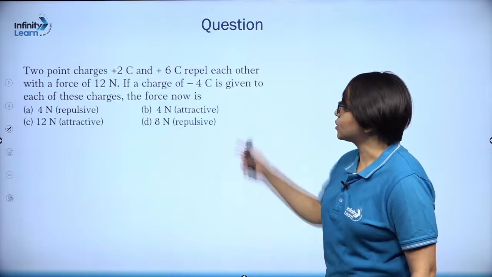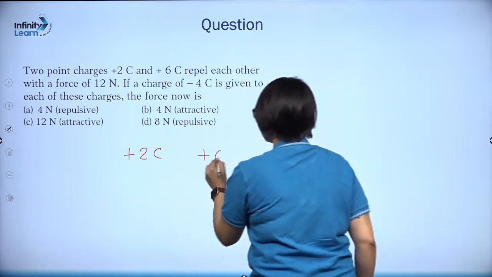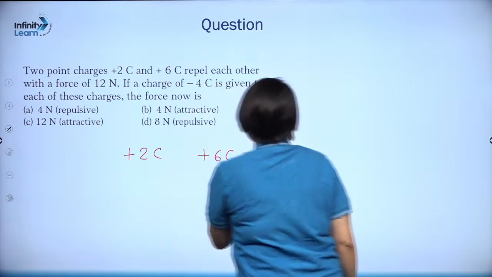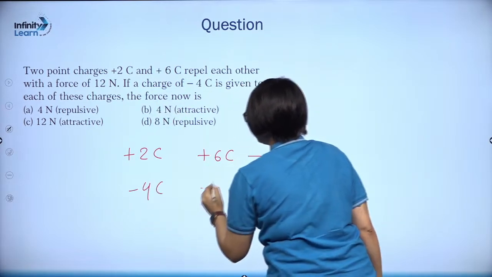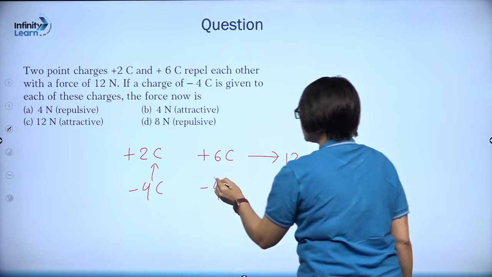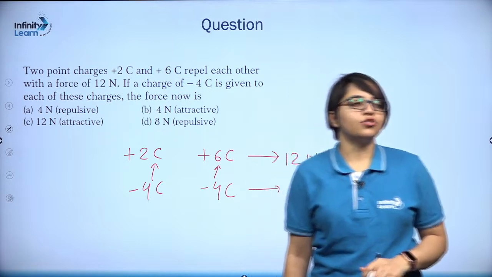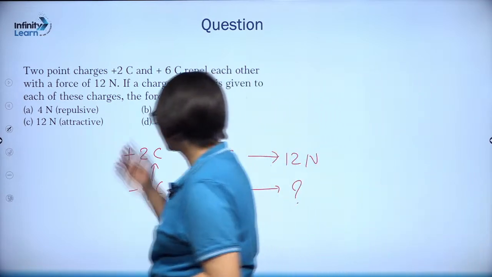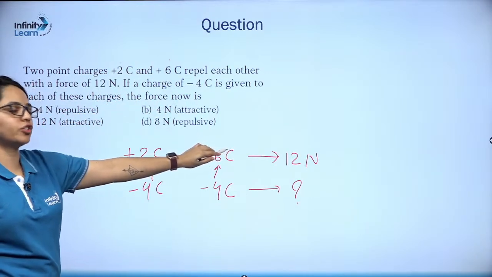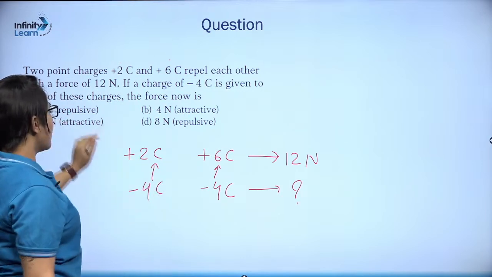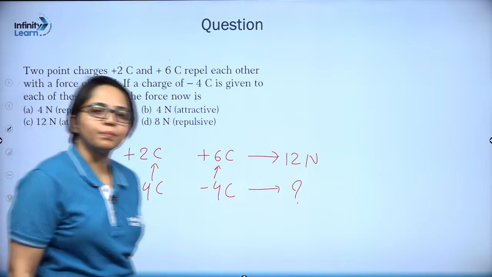Now next is this one. 2 point charges plus 2 coulomb and plus 6 coulomb repel each other with a force of 12 Newton. Now if a charge of -4 coulomb is given to each of these charges, then what is the new force between these two charges? ठीक है, try this one everyone. We have +2, +6, the force of repulsion is 12 Newton. Now if I give -4 coulomb to each of these charges, then what will be the new force of repulsion?